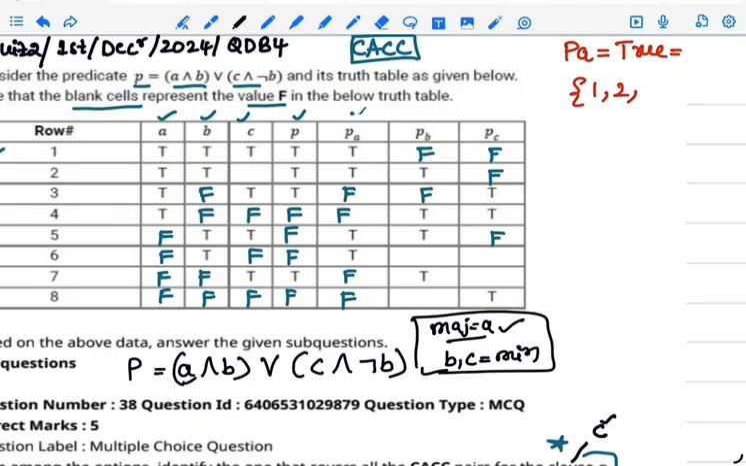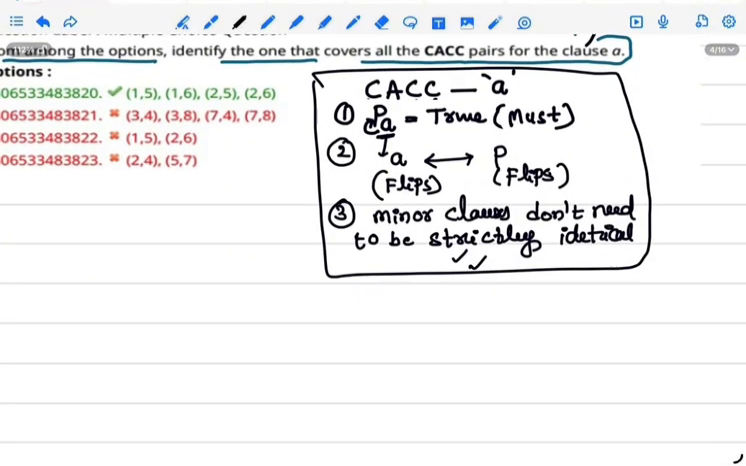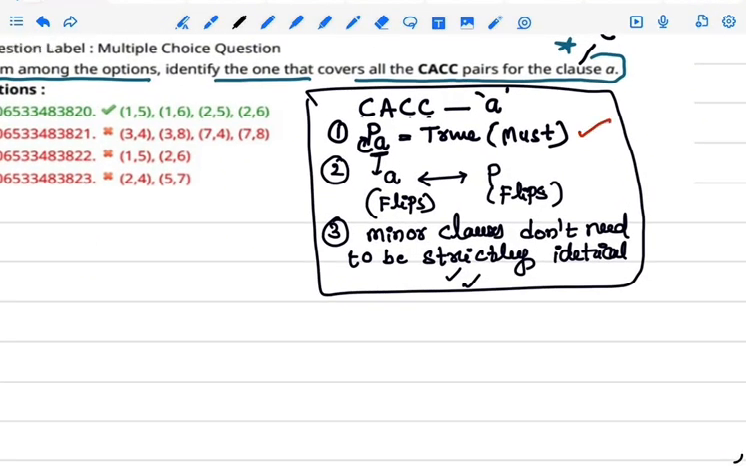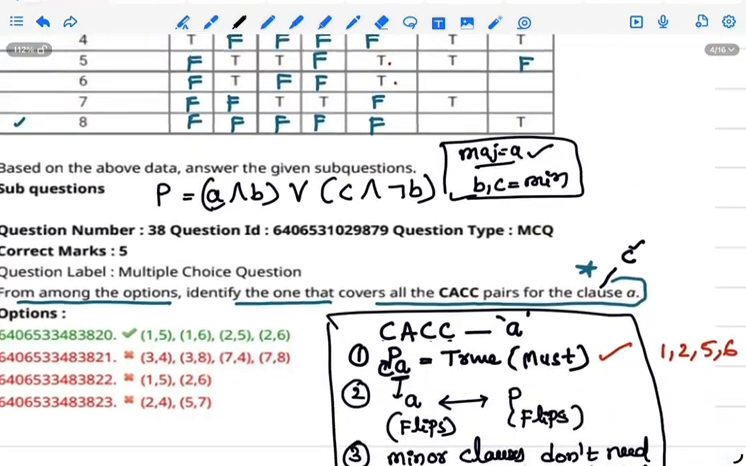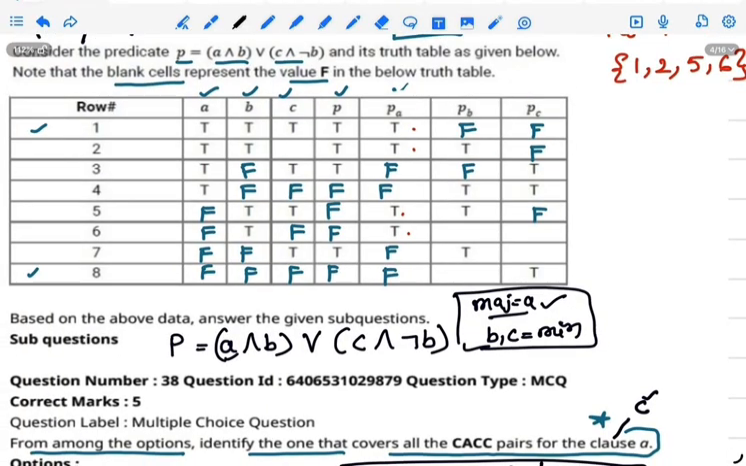these red dots, 5 and 6. So for this condition, PA must be true in rows 1, 2, 5 and 6. Next, for these options we will check one by one. So 1, 2 we will check with, so 1 with 2, 5 and 6.